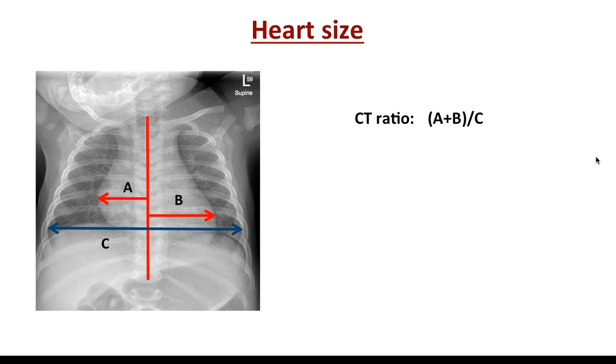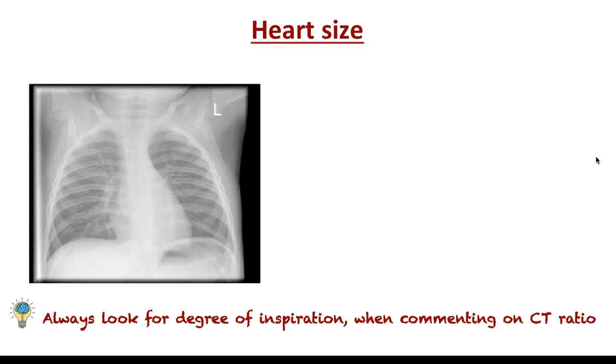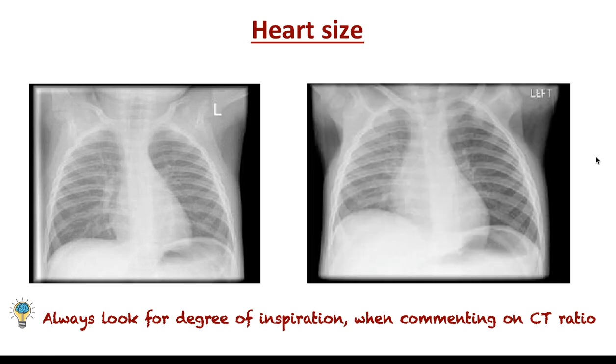Now how to interpret? A ratio of usually more than 0.5 indicates cardiomegaly in older children and adults. In newborns, however, a ratio of more than 0.6 is taken as a marker of cardiomegaly. Now whenever cardiomegaly is present, always look for the degree of inspiration as well, because in an expiratory film the CT ratio may be falsely enlarged.